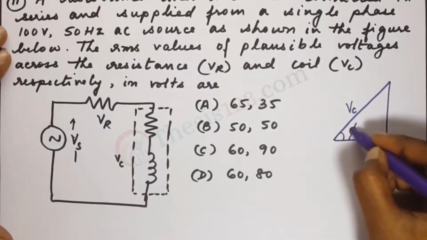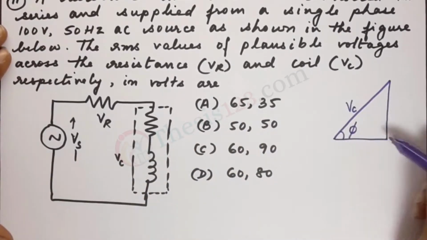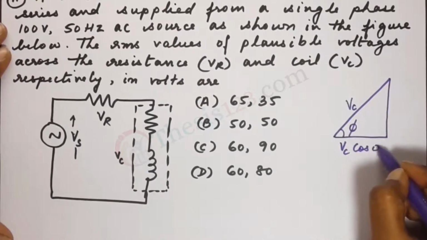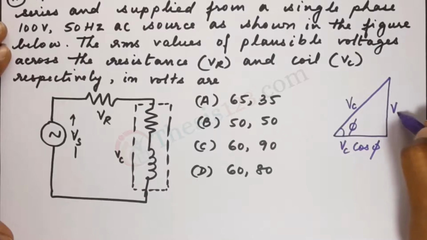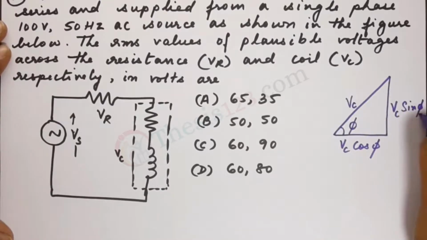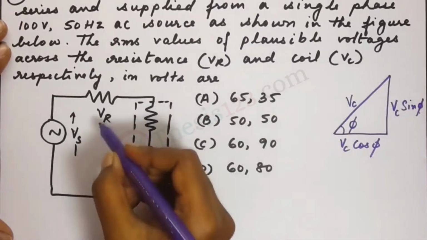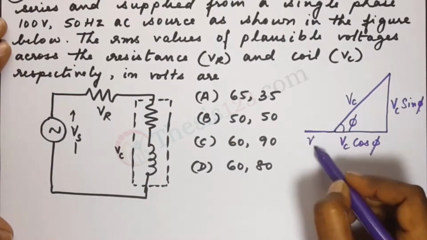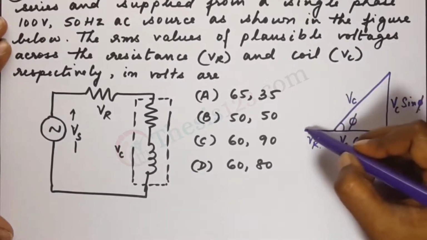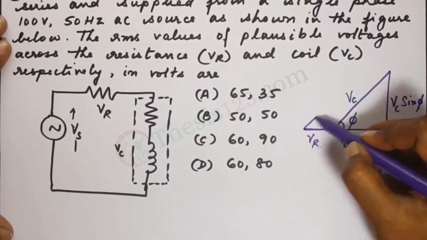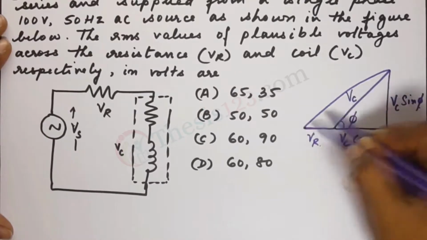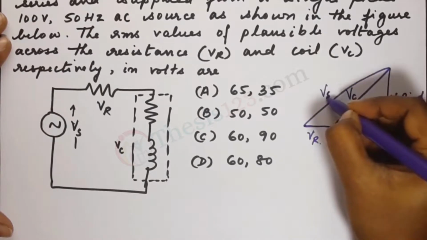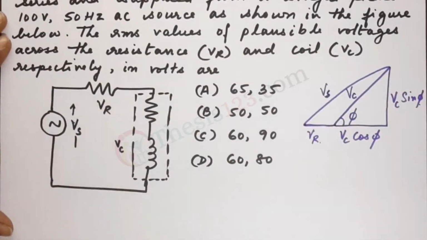The angle phi denotes the angle at which the source is running. So our horizontal component is VC cos phi. Our vertical component would be VC sin phi. Okay, so VR, we know that the phasor of VR is always in phase, so we draw this line here which is VR, and the resultant from VR to the point at the very end is a straight line. So this would be the source Vs.